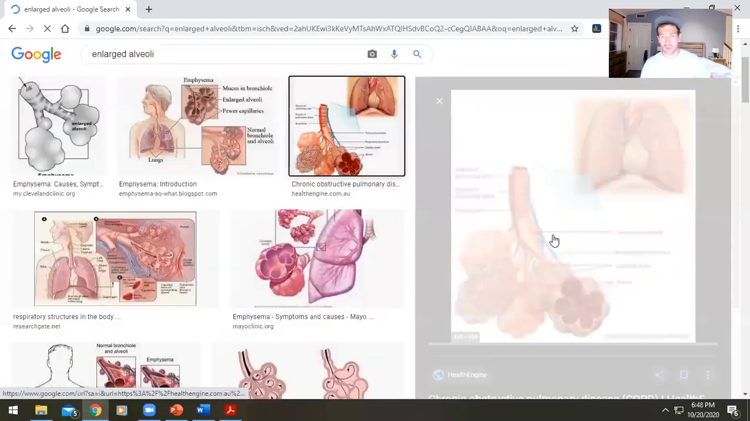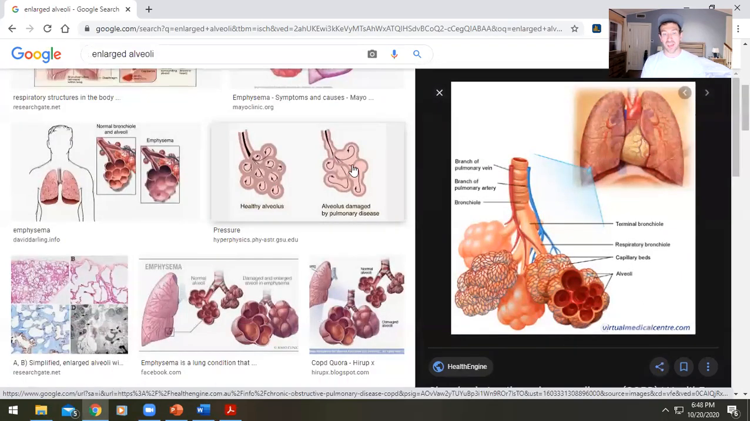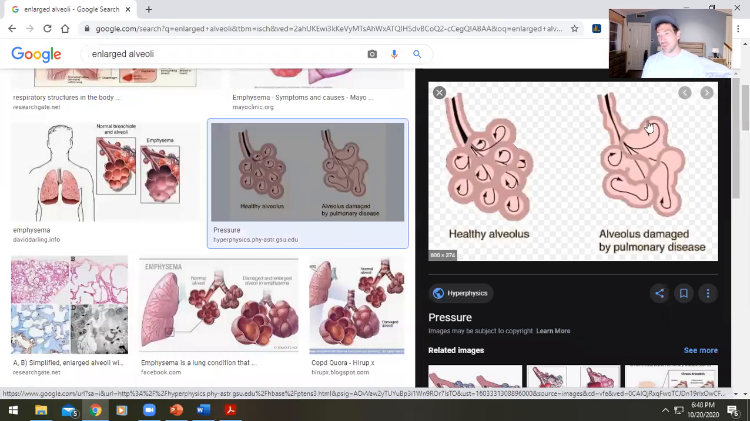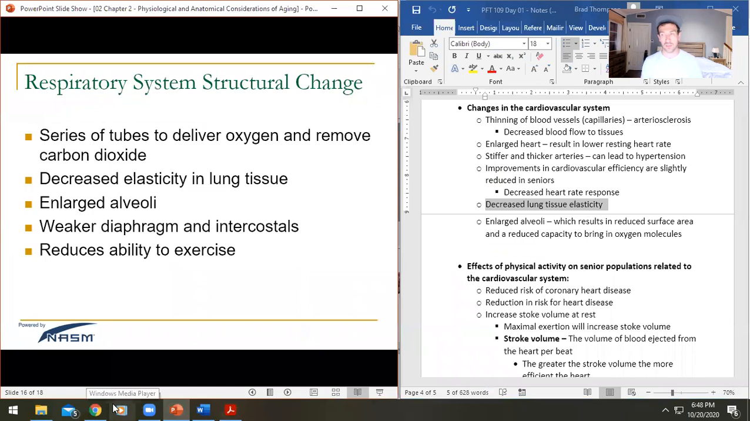As we get older, the walls of your alveoli might collapse and burst together. And so you can see here, these are a whole bunch of little tiny ones, whereas these are big giant holes. That's because the walls between them have broken. There's less surface area in this version versus this version. That's something that happens as we get older. So your ability to diffuse oxygen into your blood is decreased as we get older.